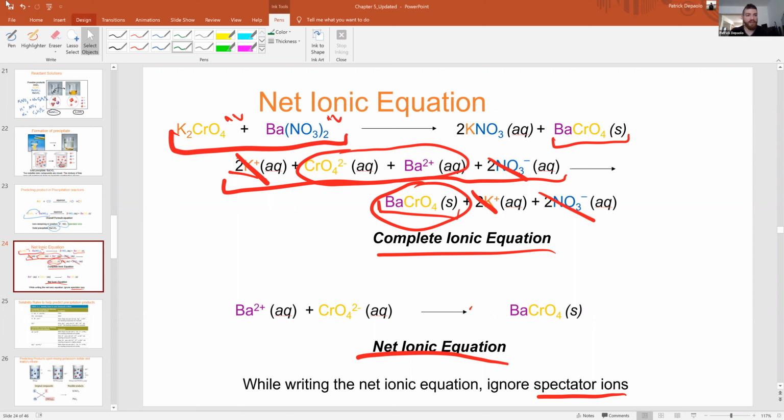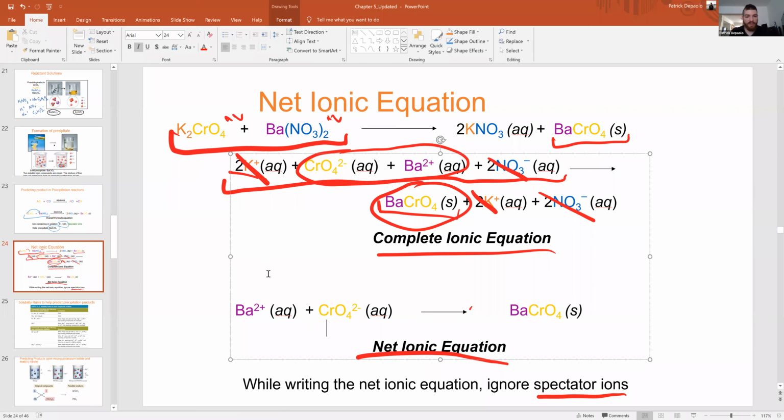So I'll write down the definition. The spectator ions. Spectator ions are ions that do not participate, or that are not in the precipitate product.